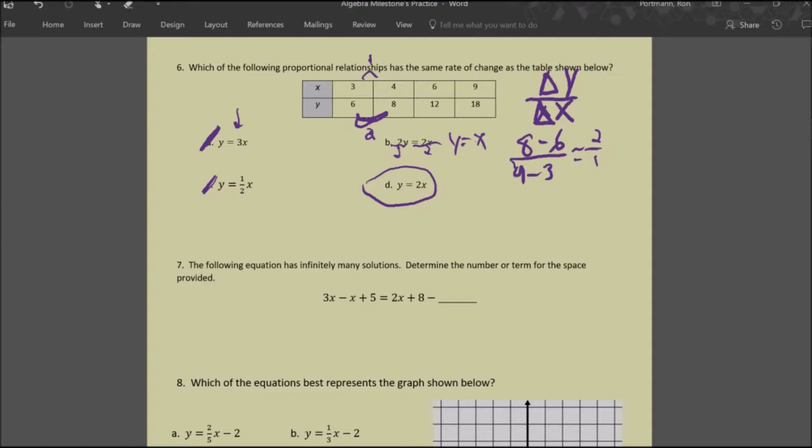Like, if you didn't know between B and D, I don't know about B because it's got that 2 in front of the y, but I know the slope or the rate of change for D is 2. So I know that's the answer I'm going to go with.